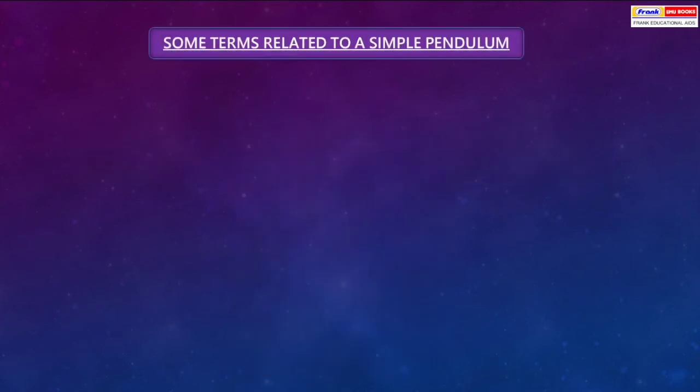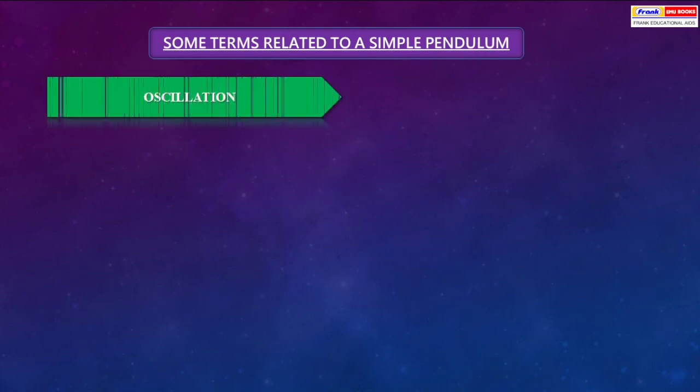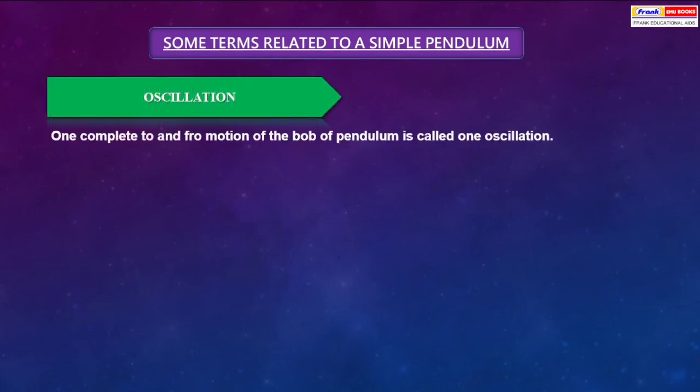Now coming to the terms related to a simple pendulum, first is oscillation. One complete to and fro motion of the bob of a pendulum is called one oscillation. For example, this is the point of suspension and here the bob is hanging. If we hit the bob, it will go to point A and then will go to point B.